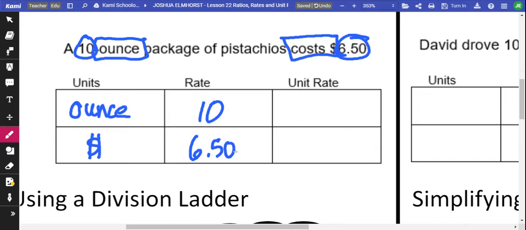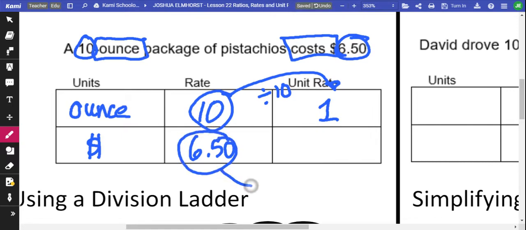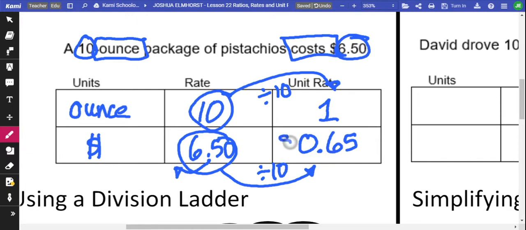Which one would be easier to deal with? Well, here's 10 and 6.5. Well, from 10 down to 1 would be easier. So we take 10 and compare to 1. That's pretty simple. 10 divided by 10 would give us 1. So then we divide the other number by the same factor, 6.5 divided by 10. Dividing by 10 makes it smaller by 1 decimal place value. So 1 ounce is 65 cents, or 0.65 of a dollar.